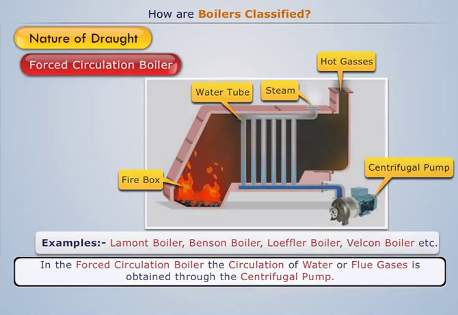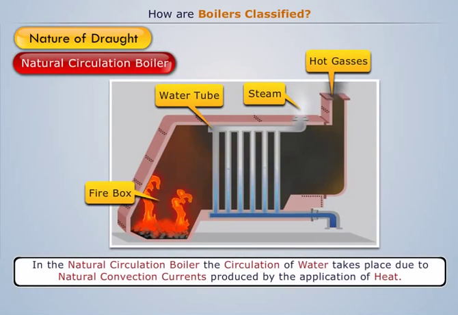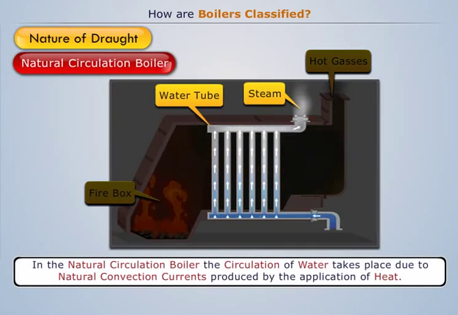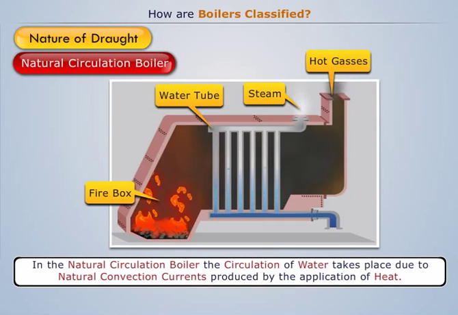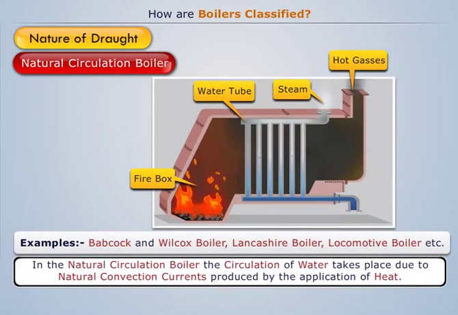etc. Whereas in natural circulation boiler, the circulation of water takes place due to natural convection currents produced by the application of heat. Most of the steam boilers are employed with natural circulation. For example, Babcock and Wilcox boiler, Lancashire boiler, locomotive boiler, etc.